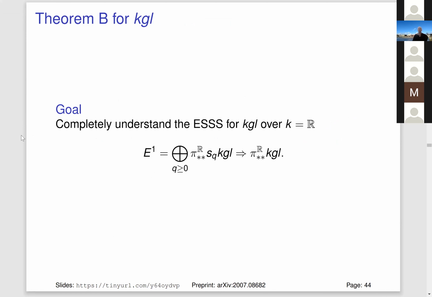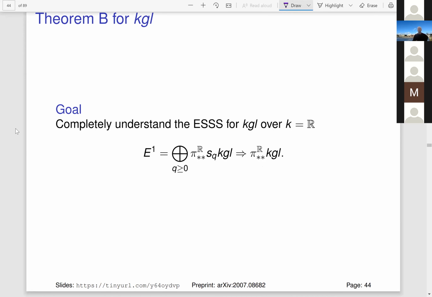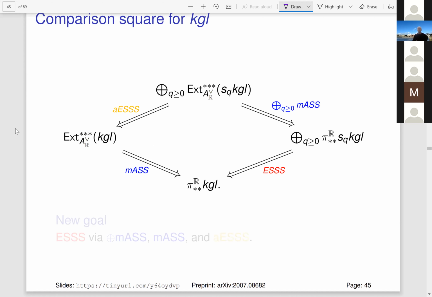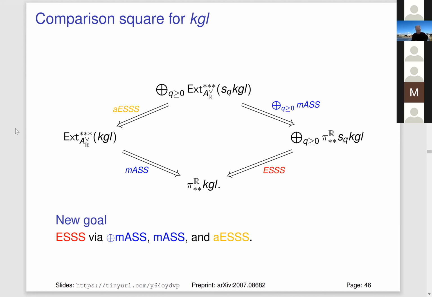So now I want to prove for you theorem B. I want to show you how we can understand the effective slice spectral sequence for KGL over the real numbers. So I've written the spectral sequence here. It starts with the R-motivic homotopy groups of the slices of KGL, which were these suspensions of HZ, and converges to the R-motivic homotopy of KGL. So of course, we're going to do this using our comparison square. And okay, here's what we want.